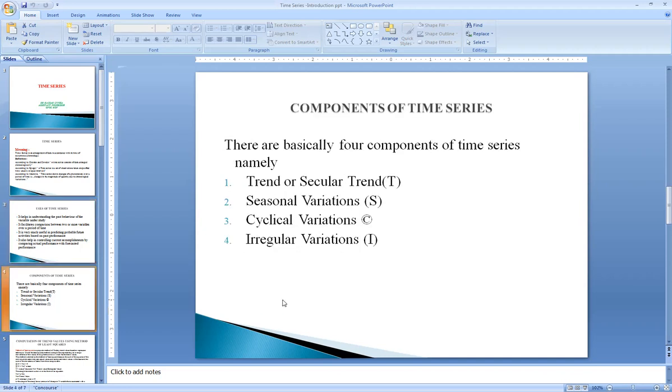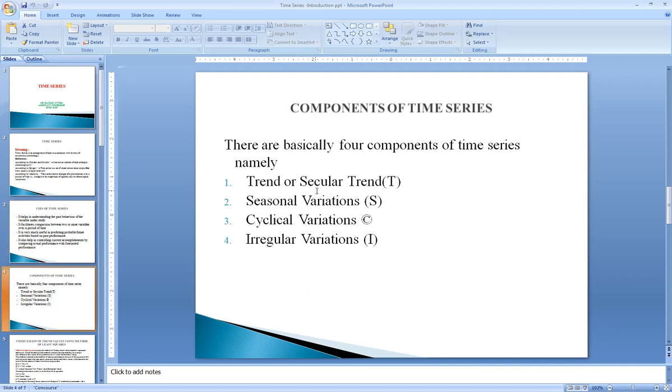Let us go to the components of time series. Basically, there are four components of time series. One is trend or secular trend, another is seasonal variations, the third is cyclical variations, and the next is irregular variations. Let us know what we mean by secular trend or trend series.